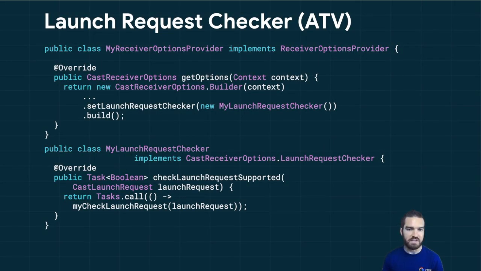If your Android TV needs to be able to decide whether to launch the native app or the web receiver, depending on the sender credentials, you will need to set a launch request checker in your receiver options provider. In this checker, you can override the check launch request support method. If it returns true, the native TV app will be launched. If it returns false, your web receiver will be launched instead.